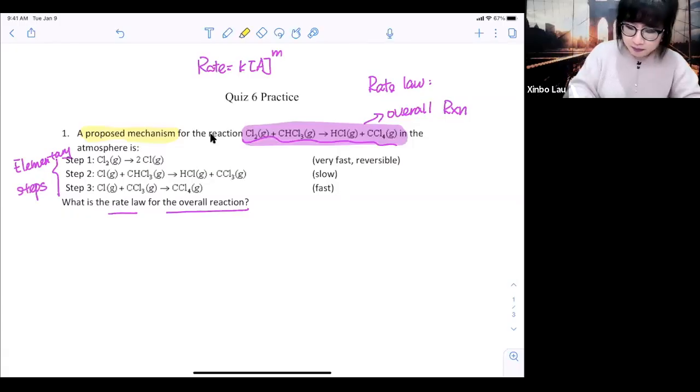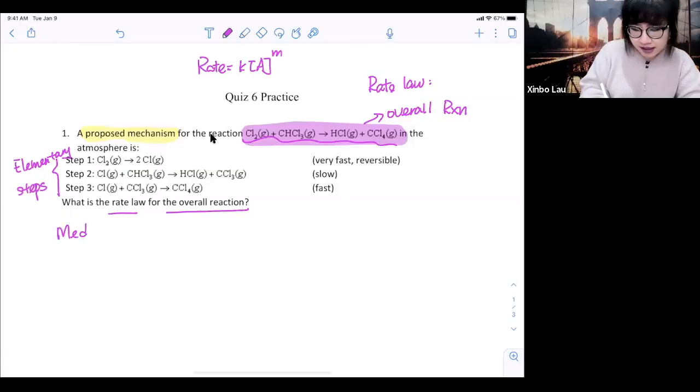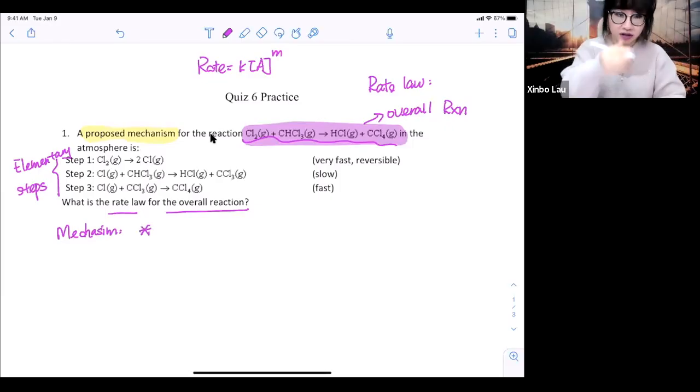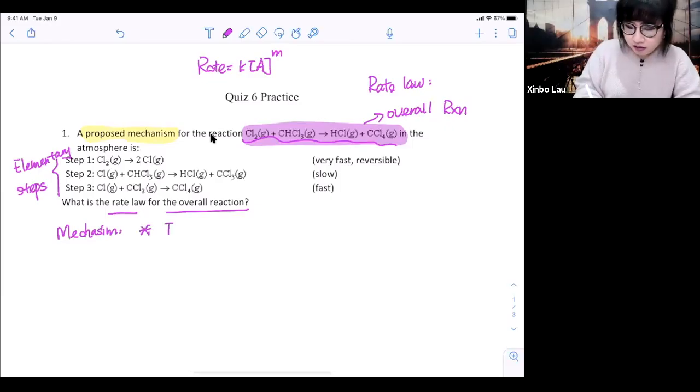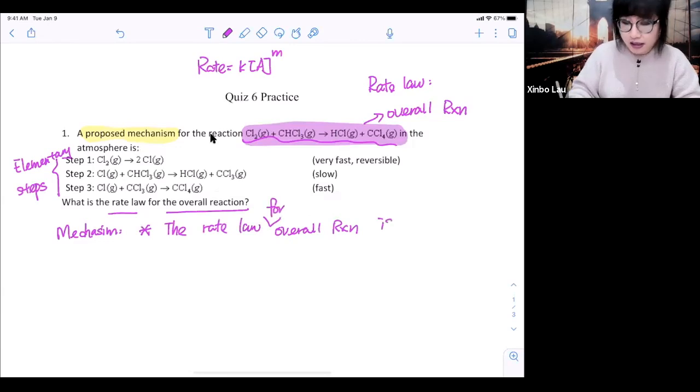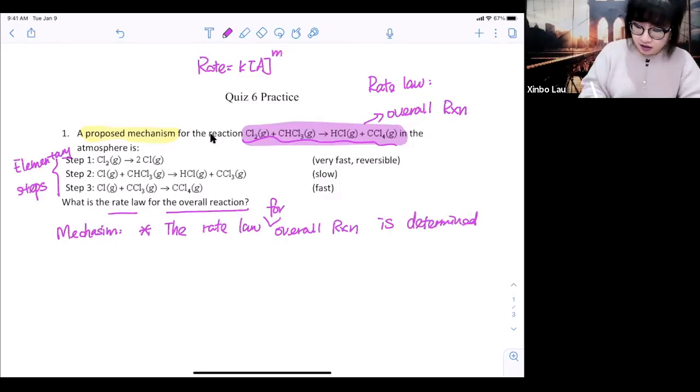So based on the mechanism, this is the key sentence everyone should know: the rate law for the overall reaction is basically determined by what? Very good, the slow step. It is determined by the slow step.